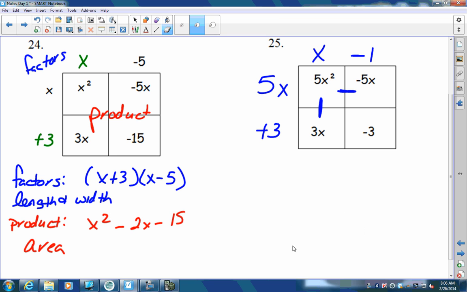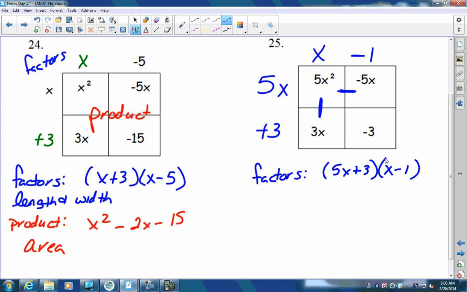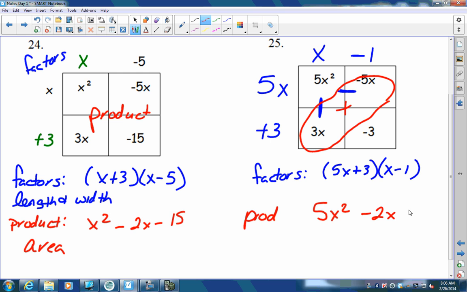So my factors are 5x plus 3 and x minus 1. My product, which is what's in the middle, is 5x squared minus 2x minus 3. Remember, you put these two boxes together. See, what we're going to be doing in this unit is going from the product and going back to the factors.